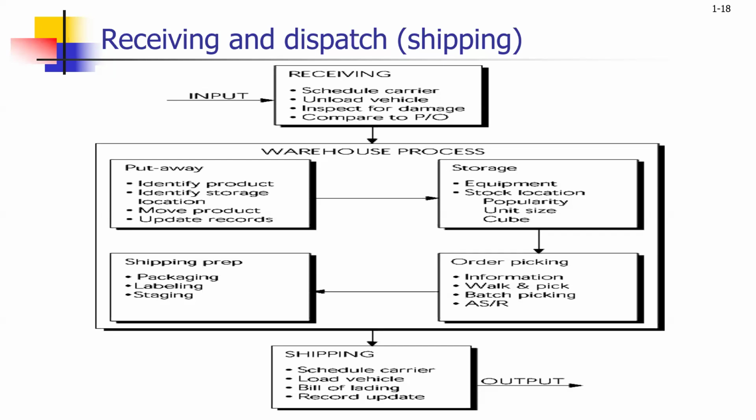So in receiving, there are certain things that we do, including scheduling a carrier. Scheduling a carrier means scheduling what equipment or transport vehicle will bring the items. Then when the vehicle arrives, you unload it and inspect for damages to see whether there are some items that are damaged. If there are damaged items, you have to isolate those ones and account for them separately.